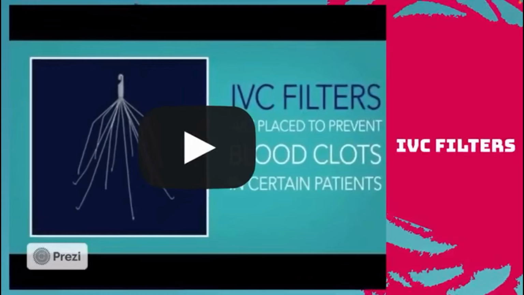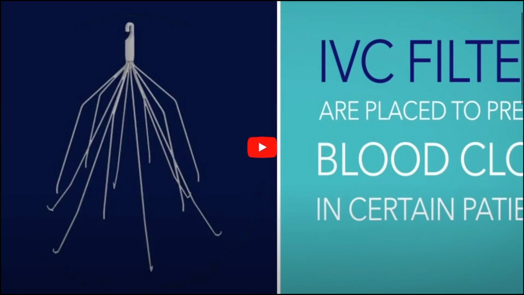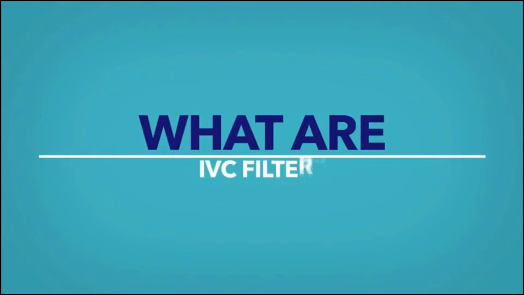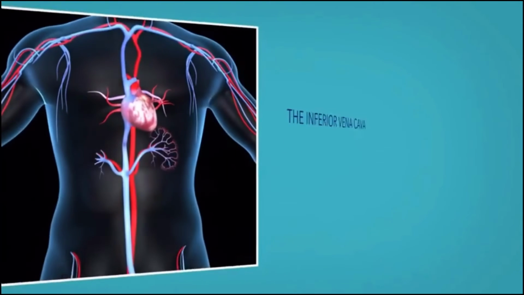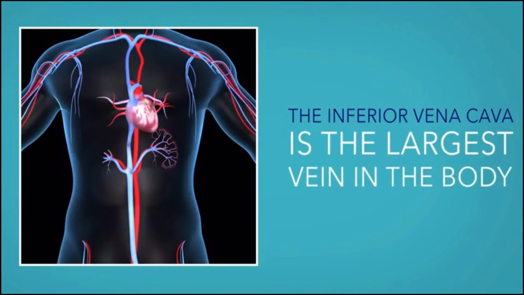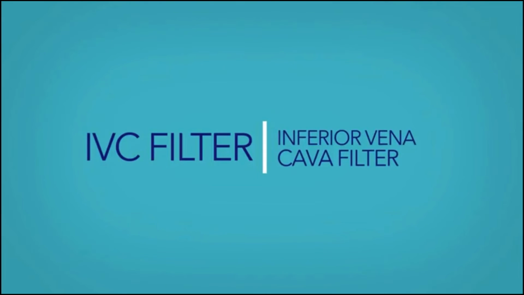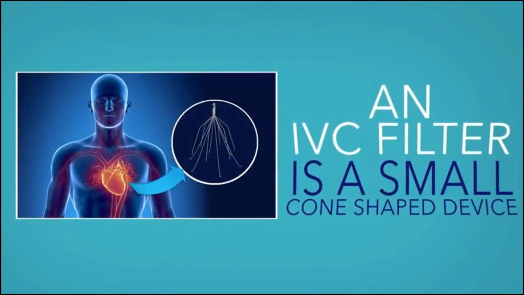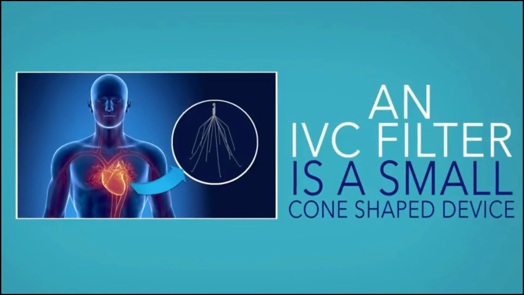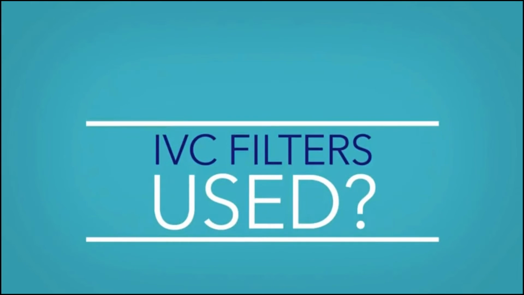Now here's another video of IVC filters. What are IVC filters? The inferior vena cava is the largest vein in the body. It carries deoxygenated blood from the lower extremities to the right atrium of the heart and then to the lungs. An inferior vena cava filter, or IVC filter, is a small cone-shaped device that's implanted into the inferior vena cava just below the kidneys. Why are IVC filters used?